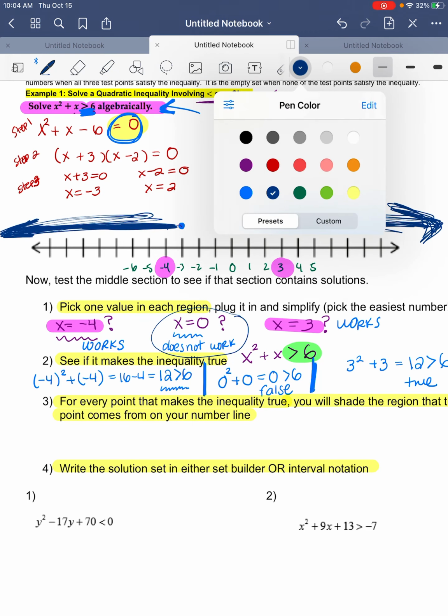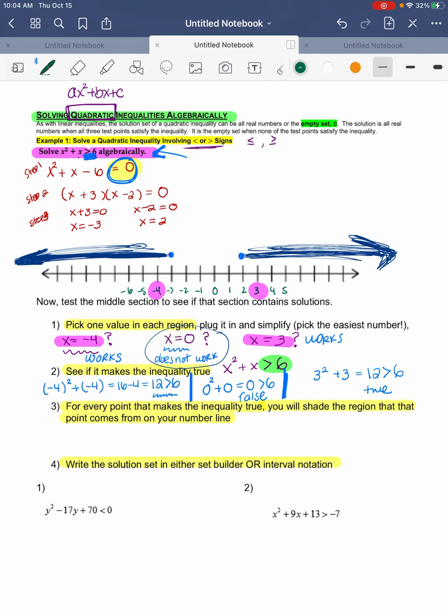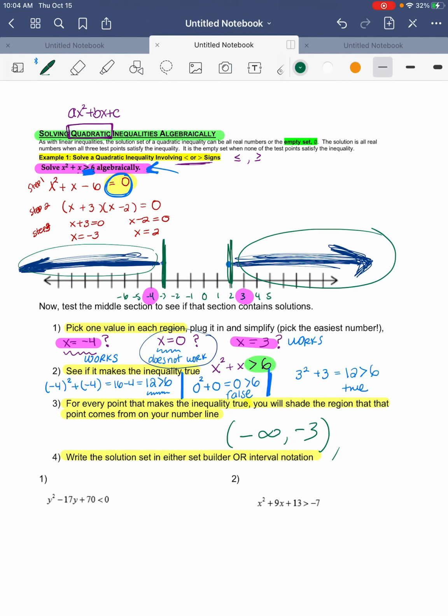So for example, the first solution, the first thing that I shaded, like this part right here, you can write it as negative infinity because it's on the left, going to this dot, this point right here was -3, so -3. Put it in parentheses. That's the first one. And then the other region, the one on the right, it started at the dot. That's why we needed the dot, remember? It started at 2 and it goes all the way to infinity. And this is your answer.